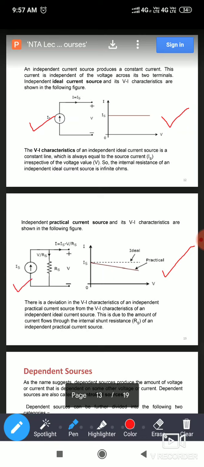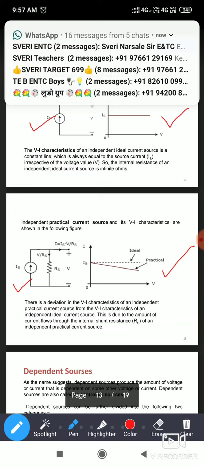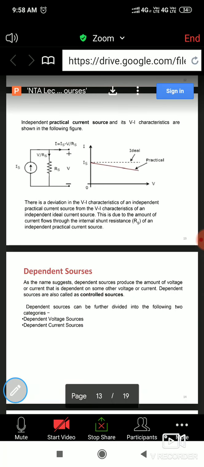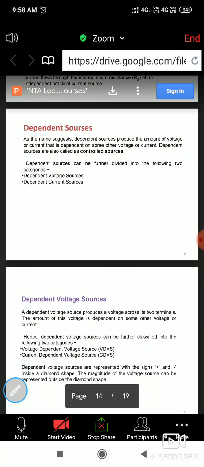Because this shows the practical current source, where RS is the resistor, which is parallel with IS. So in that case, some current will flow through the RS. That is shown here. Some current flows, so the current you get at this place will be IS minus V divided by RS. So some current will get subtracted. That's why the graph is getting tilted. Okay, this is about independent sources.